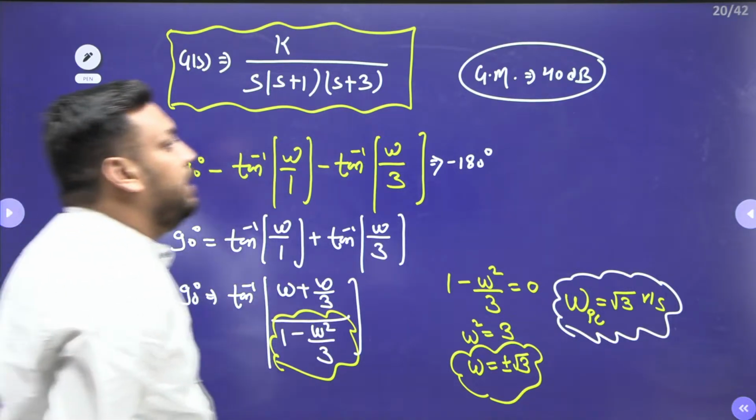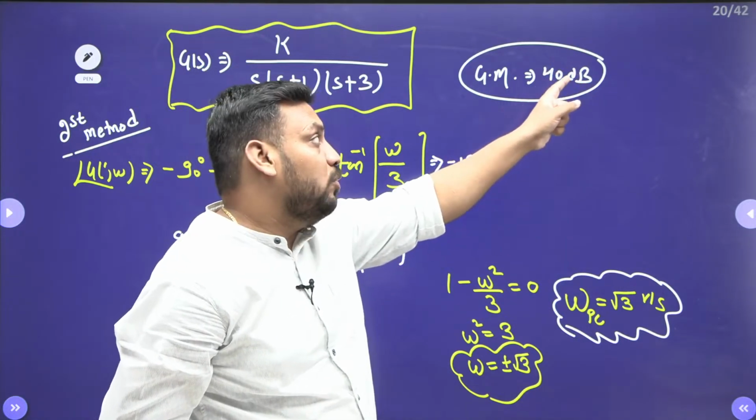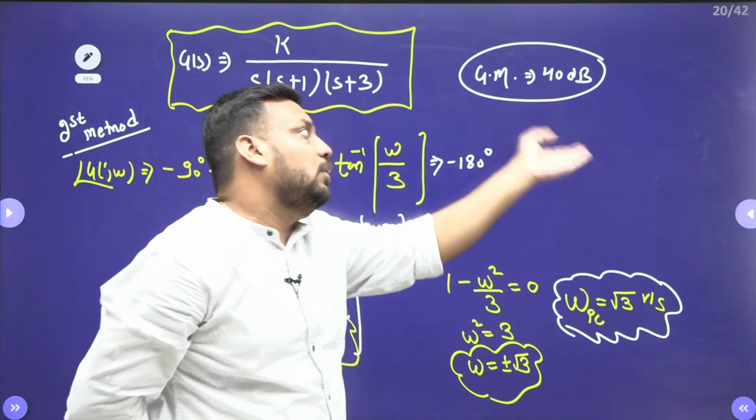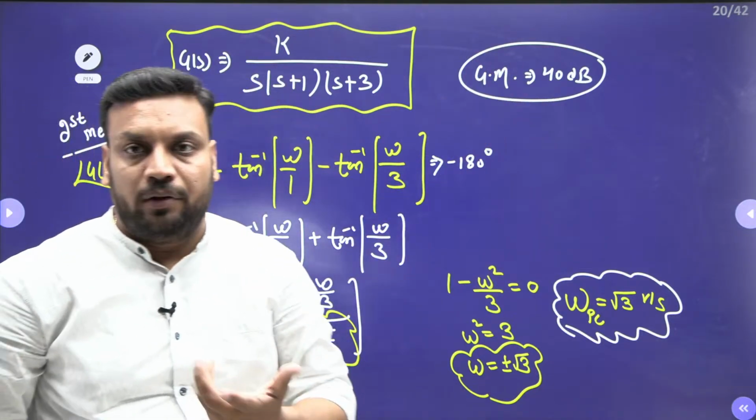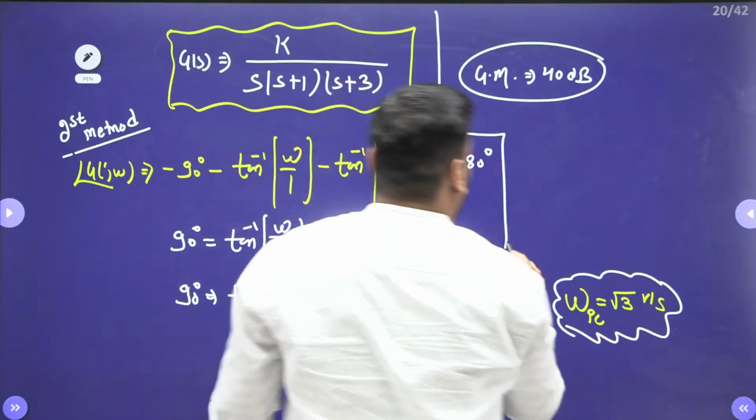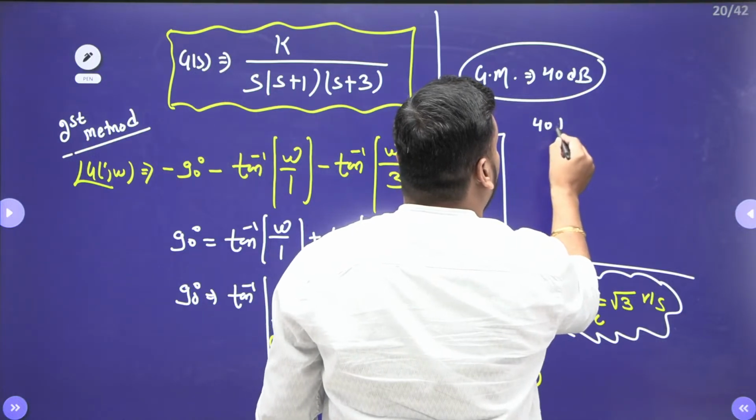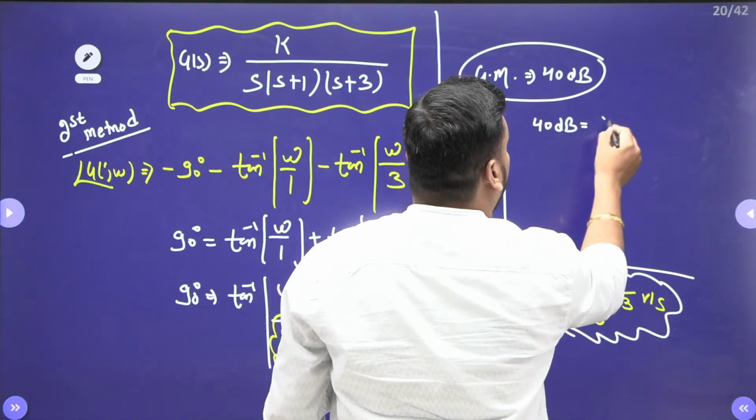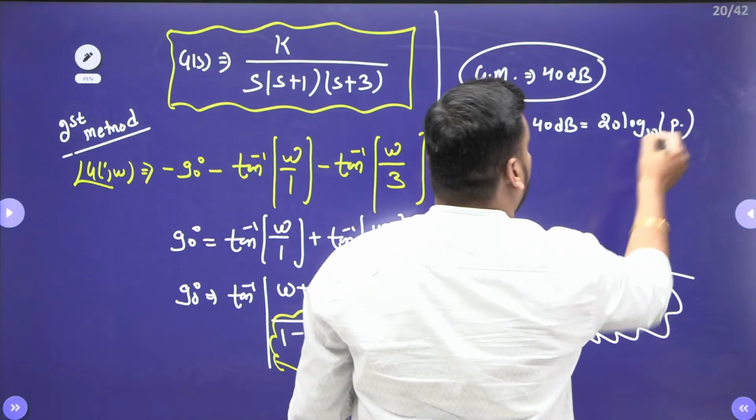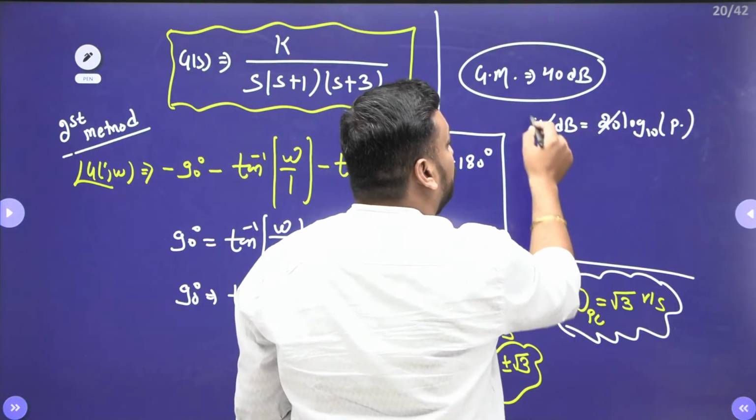The gain margin is given as 40 dB, so we have to find the gain margin without dB also. When you find it without dB, you will get its value 100. Why 100? Because the gain margin is given as 40 dB, so to calculate without dB you write 20 log 10 of p equals 40. If you want to find the p value, you divide by 20, and 40 gets cancelled out with 2 times.